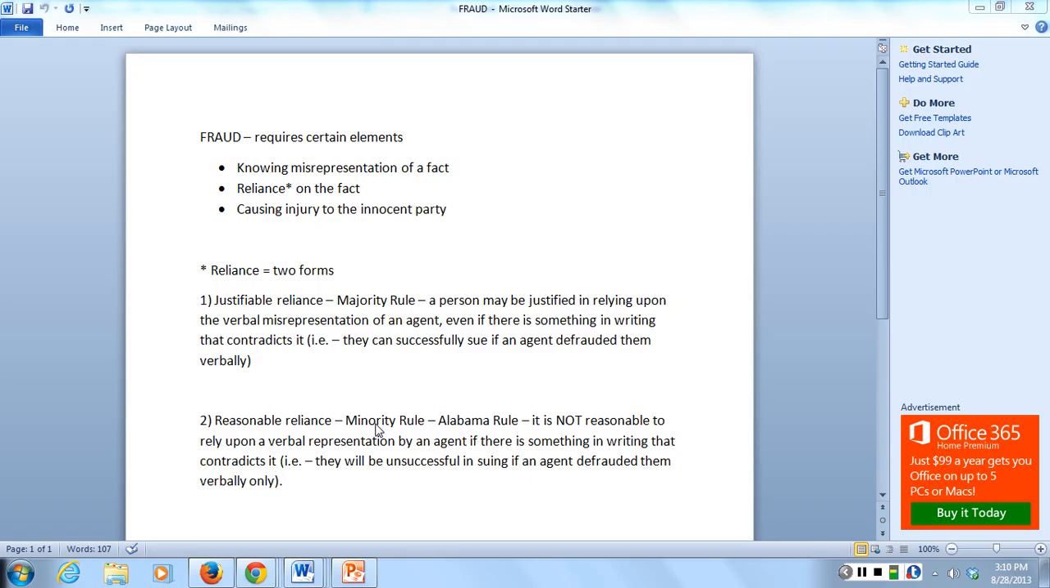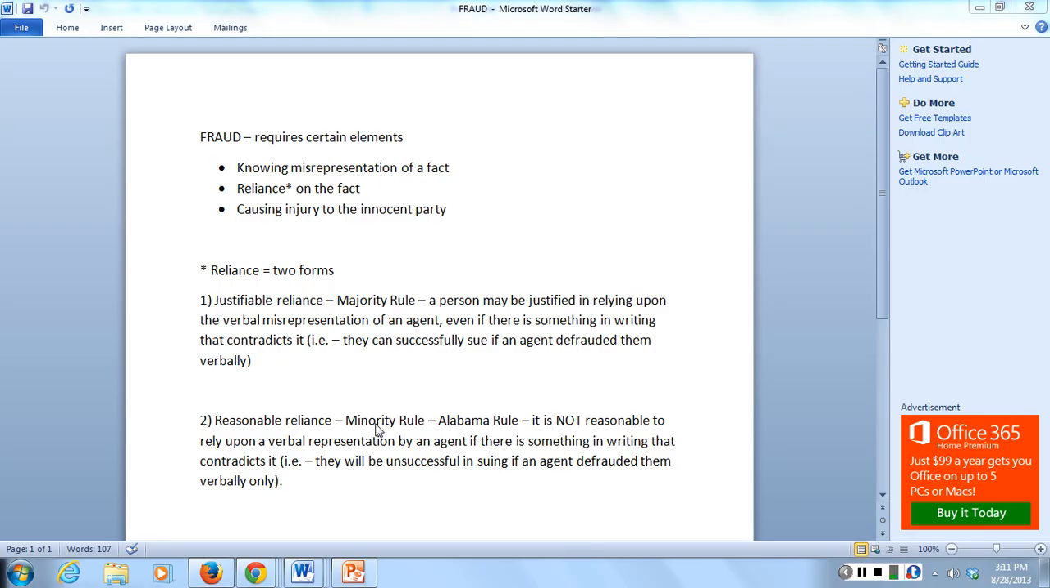The basic difference between the two forms of reliance: both are forms of reliance on the misrepresentation, which results in injury being caused to the victim. In the first instance, for justifiable reliance, which is the majority rule but not the rule employed in Alabama, a person may be justified in relying upon the verbal misrepresentation of an agent of a company, even if there is something in writing that contradicts it.